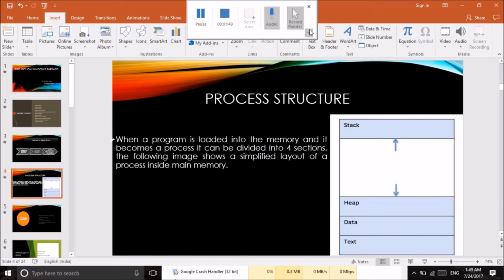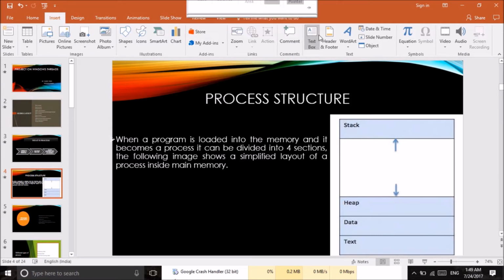Text is the current activity represented by the value of the program counter, and the data represents the global and static variables. Global variables are those which are defined outside the function, and static variables are those which are defined inside the function and which keep their memory throughout the program execution.